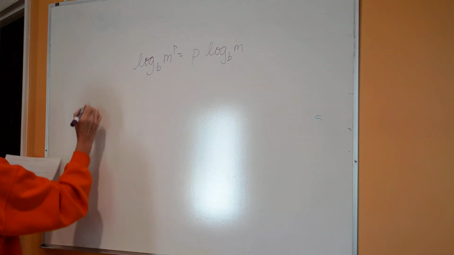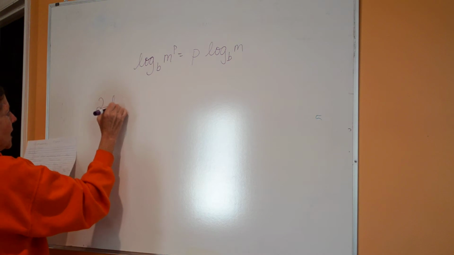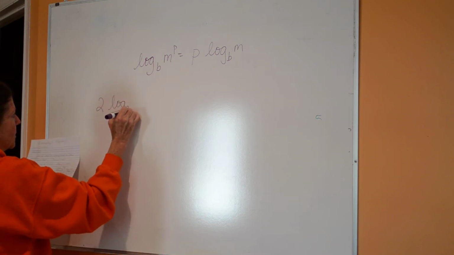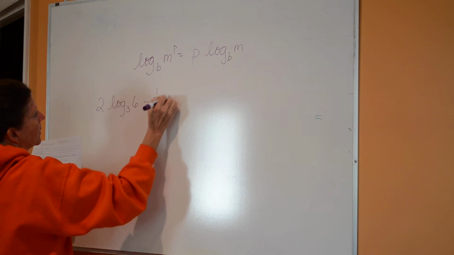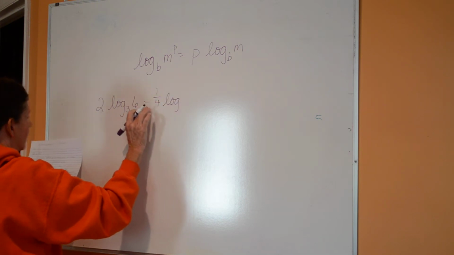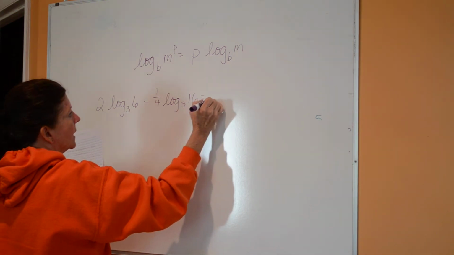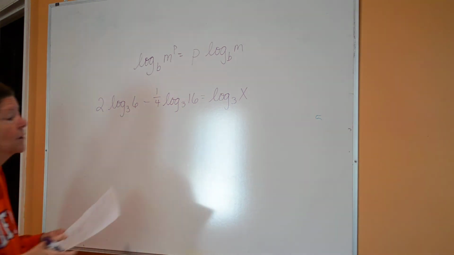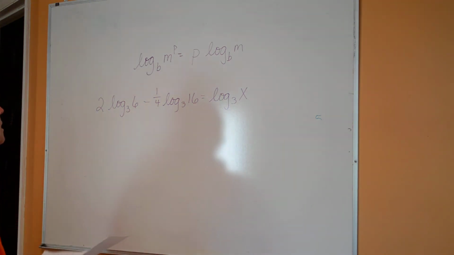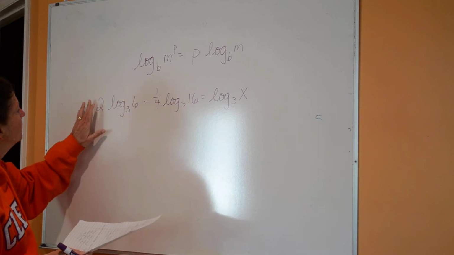Okay, so let's do one that involves this. This also is an equation form, and so obviously I'm going to be solving. So 2 times the log of base 3 of 6 minus 1/4 the log of base 3 of 16 is equal to the log of base 3 of x. All right, so there's a lot going on in this problem. Don't get frustrated. It gets easier as you do it.